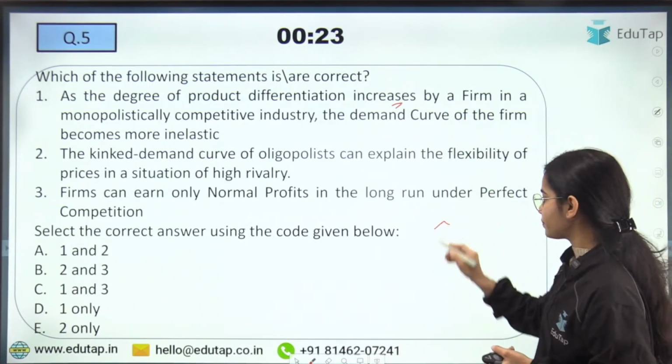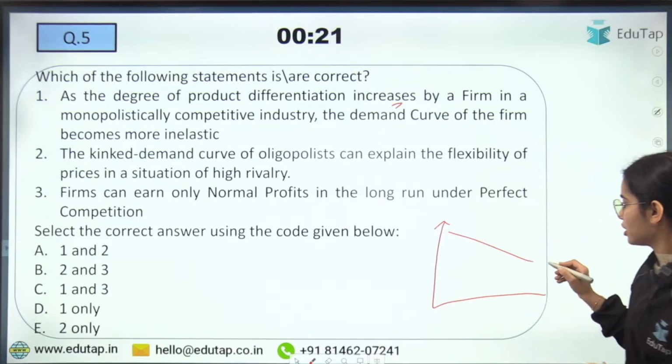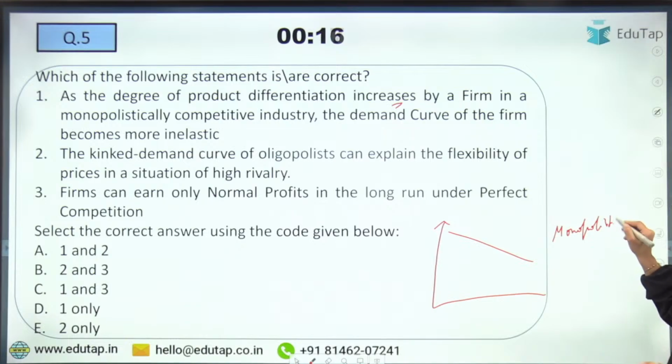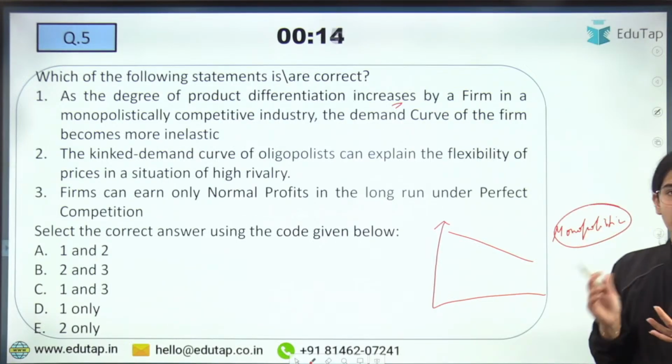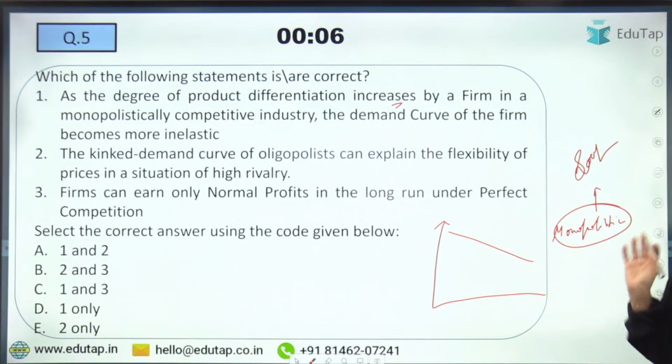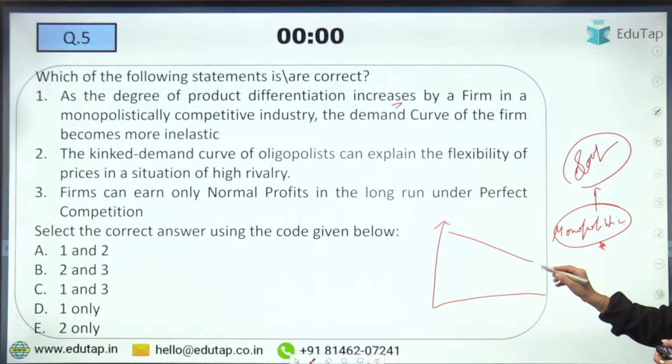So usually in the monopolistic market, there are large number of firms that are competing with each other, like in the soap industry. There is Lux, Santoor, Dettol, and so on. So in the monopolistic market, there are large number of firms that are competing with each other. So the firms have elastic demand curve.